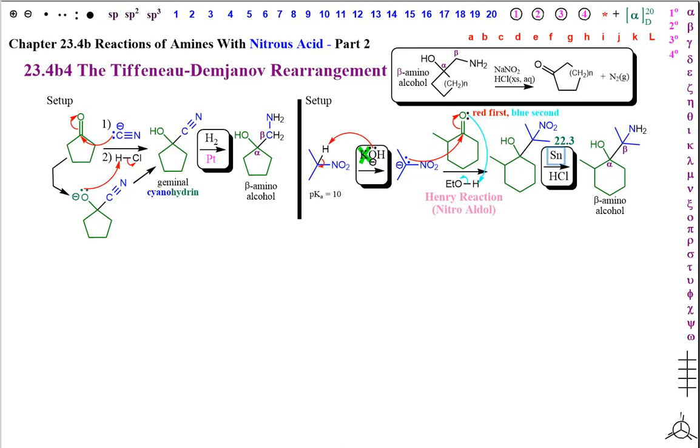So tin reduction in HCl, where HCl provides protons and tin is a reducing agent, creates a beta amino alcohol here. So now we're ready for our date, the Tiffeneau Demjanov rearrangement.